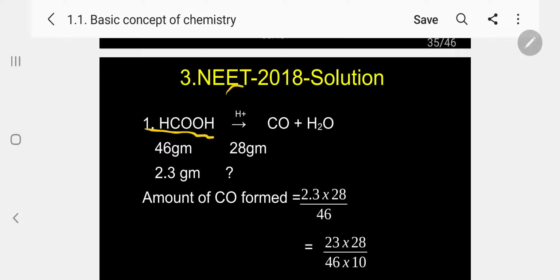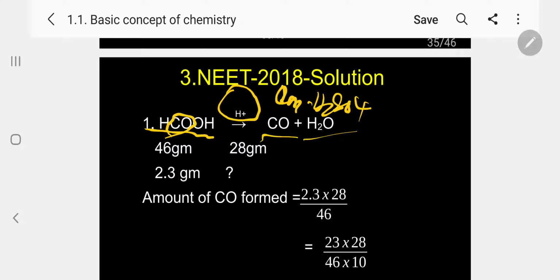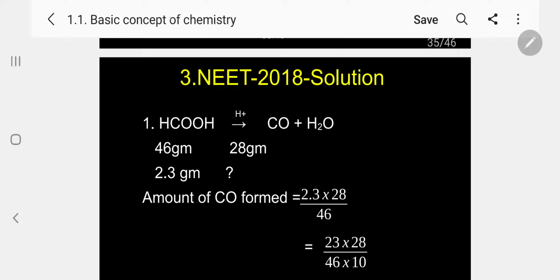In the presence of concentrated sulfuric acid, this H+ I am indicating is nothing but concentrated sulfuric acid. It's a powerful dehydrating agent. It will remove water, and carbon monoxide and water will form. Kindly follow. So the only gas we have to calculate is CO. Water will be absorbed by the sodium hydroxide. Kindly follow.